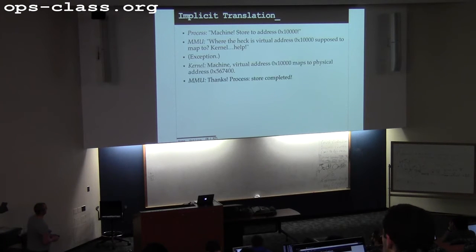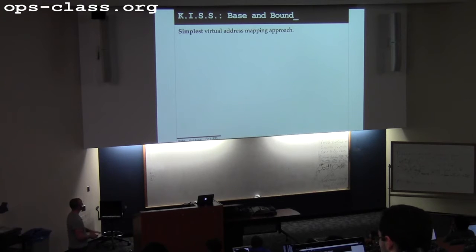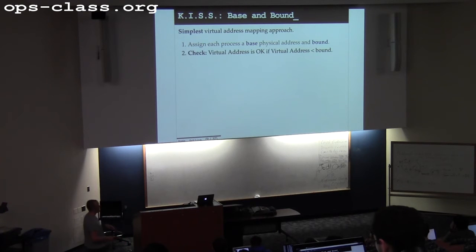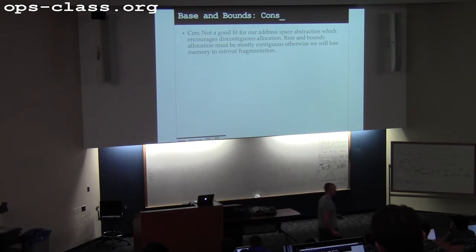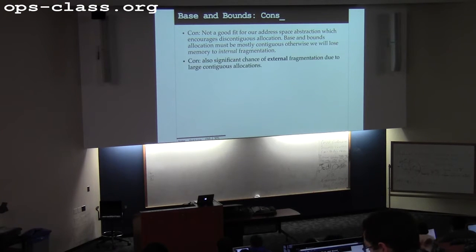All right, I'm just going to skip through this. It's a lot. So we talked about base and bounds, which was very simple. Every process had one base and one bound. It was very simple to check if the virtual address is valid, and very fast to translate it. But there were all these problems with that approach. Specifically, it leads to a lot of wasted memory in both internal and external fragmentation. So we didn't like this.